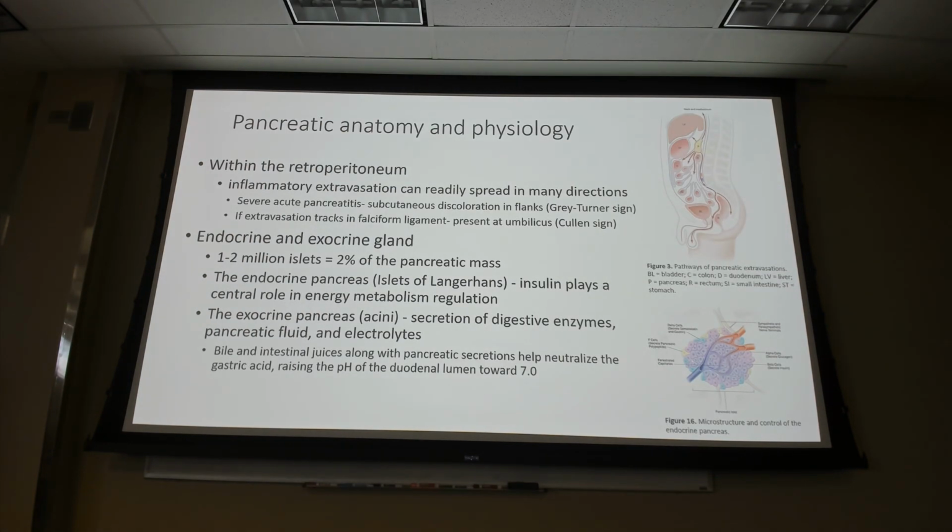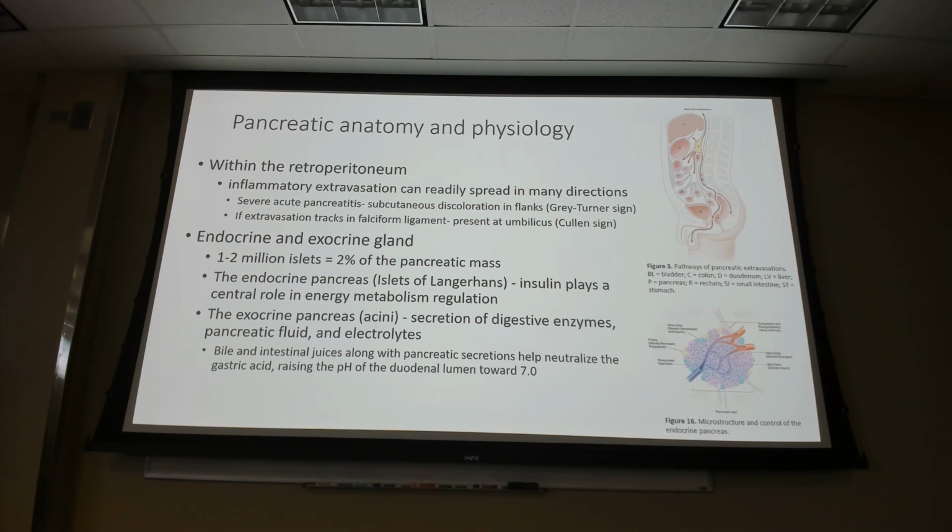All right, so where does it sit? It's a retroperitoneal organ, and when it gets inflamed, it can rapidly spread in every direction. So that's why patients that have acute pancreatitis are usually pretty sick. And we'll talk about those.